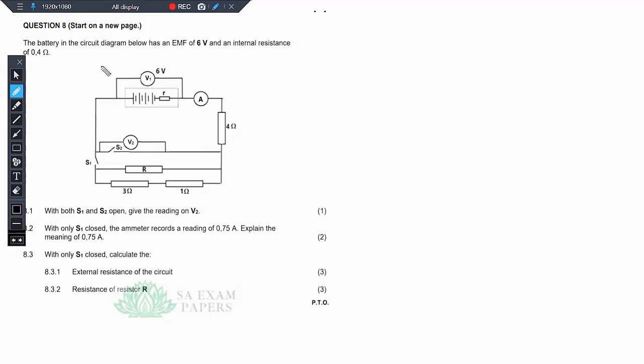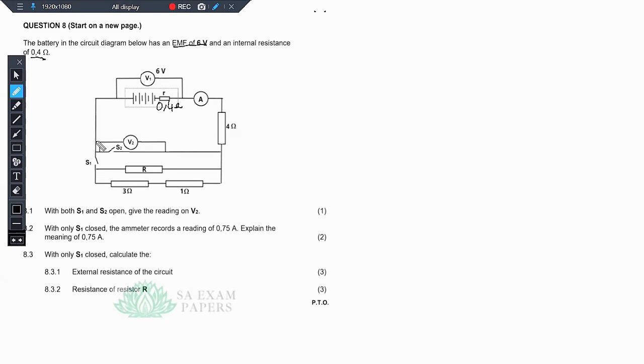Okay, so we have question 8, still on electric circuits, episode number 9. It says the battery in the circuit diagram below has an EMF of 6 volts and an internal resistance of 0.4 ohms. So note that we are given the internal resistance. It's 0.4 ohms. Then 8.1 says with both S1 and S2 open, give the reading on V2.